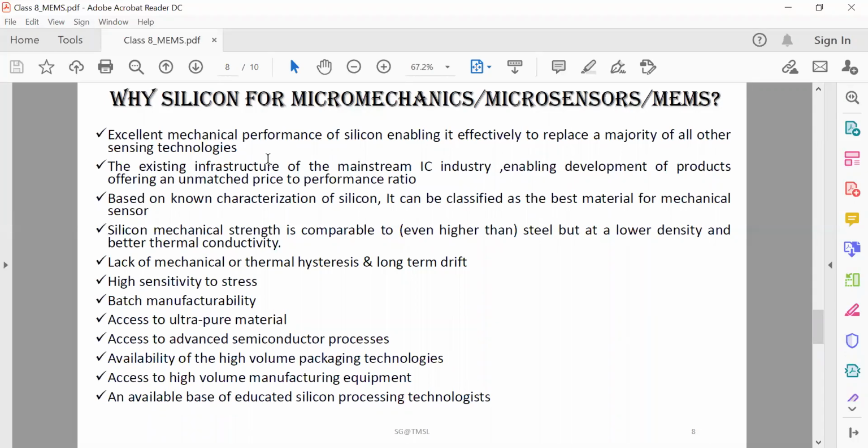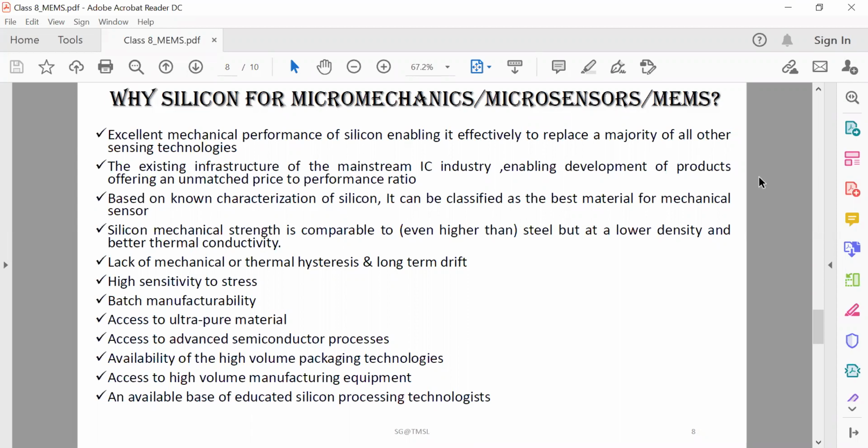The other one is based on the known characterization of silicon. It can be classified as the best material for mechanical sensors. Okay, silicon's mechanical strength is comparable to, even higher than, the steel, but at a lower density and better thermal conductivity.